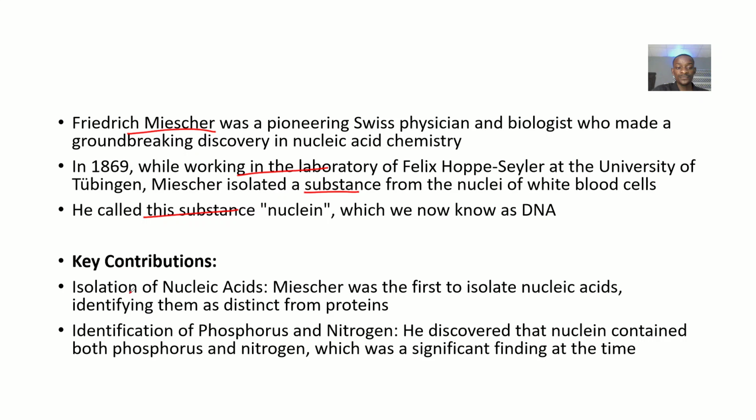So what were his key contributions to the field of nucleic acid chemistry? For the isolation of nucleic acid, like we have said, Miescher was the first to isolate nucleic acids, identifying them as distinct from the different proteins we have. Then he also identified phosphorus and nitrogen. He discovered that nuclein contained both phosphorus and nitrogen, which was a significant finding at that time.